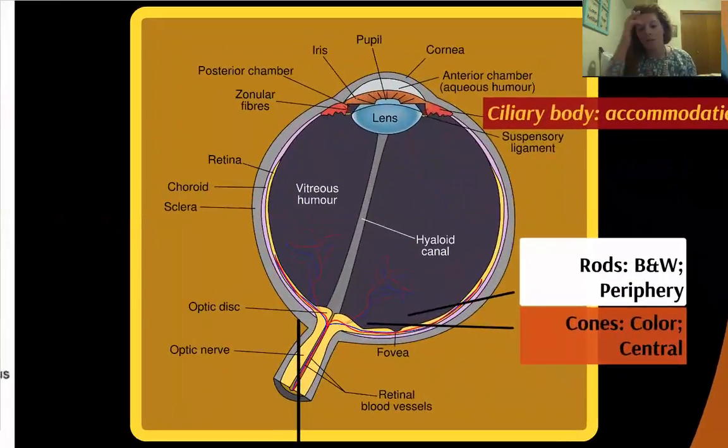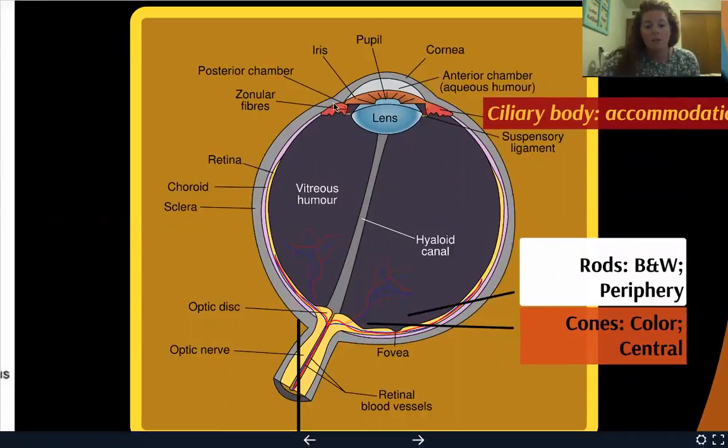So looking at the anatomy of the eye, this is your eye. Light comes in through here, through the pupil. This is your iris. This is the part that gives you that beautiful color. And then your lens is located directly behind it.